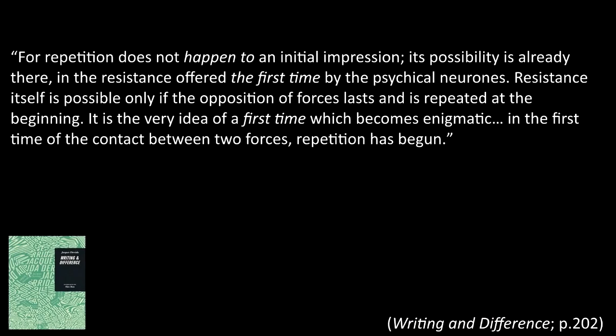So I've got a quote: "For repetition does not happen to an initial impression. Its possibility is already there in the resistance offered the first time by the psychical neurons. Resistance itself is possible only if the opposition of forces lasts and is repeated at the beginning. It is the very idea of a first time which becomes enigmatic. In the first time of the contact between two forces, repetition has begun." So this is another theme of Derrida's, that there is no originary first primary event.